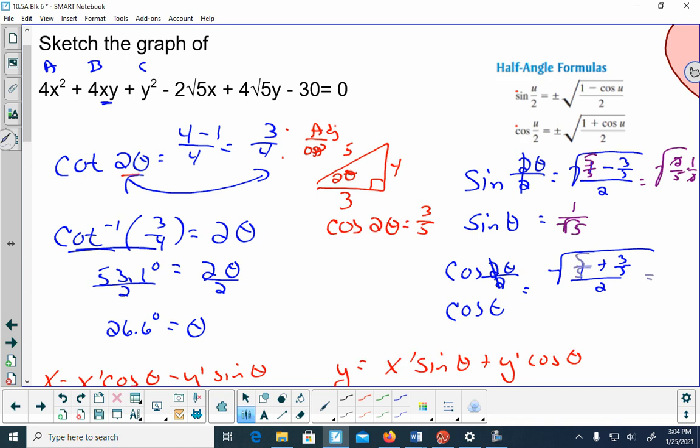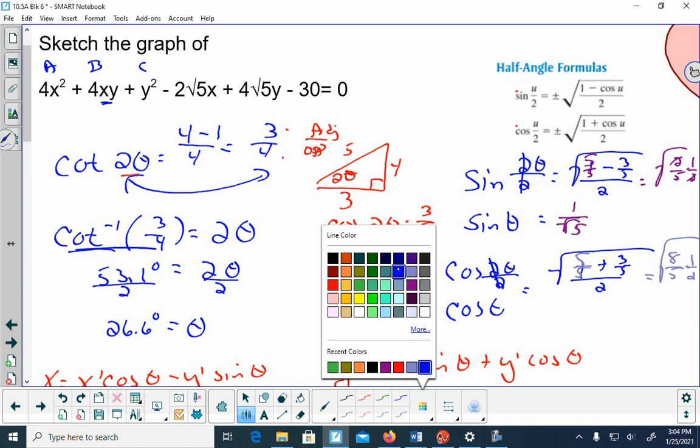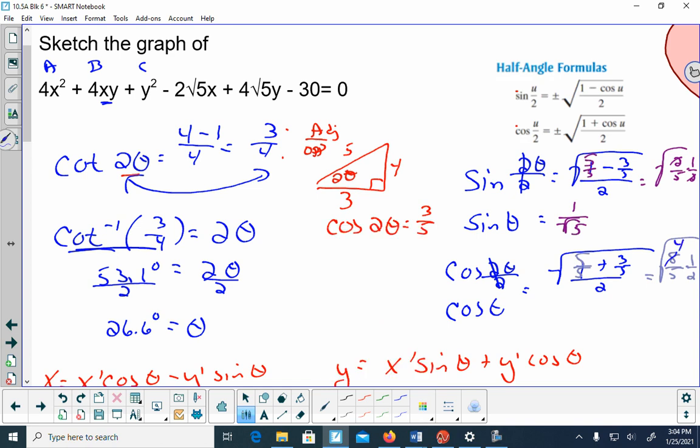5/5. So when I add, I'll get 8/5. Dividing by 2 is the same thing as multiplying by 1/2. Here, the 8 and the 2 will simplify, and that'll give me 4/1. The square root of 4 is 2, and then the square root of 5. So the cosine of theta is going to equal 2 over the square root of 5.